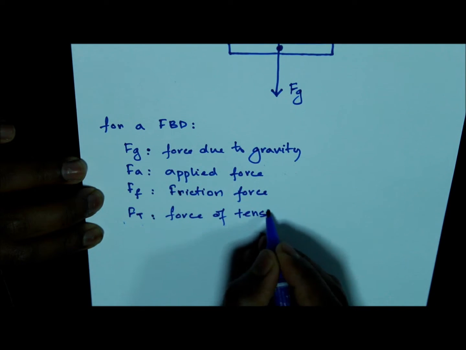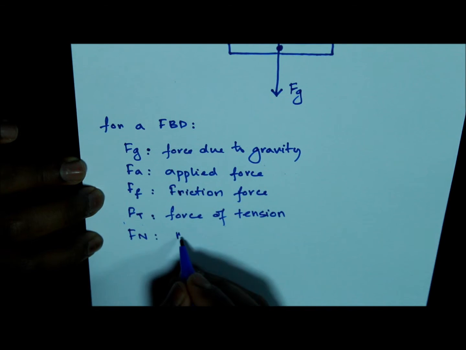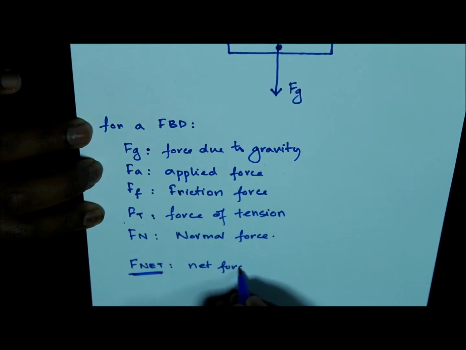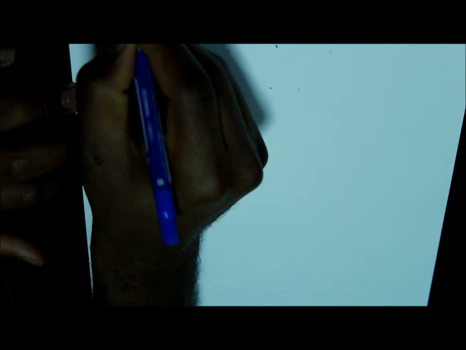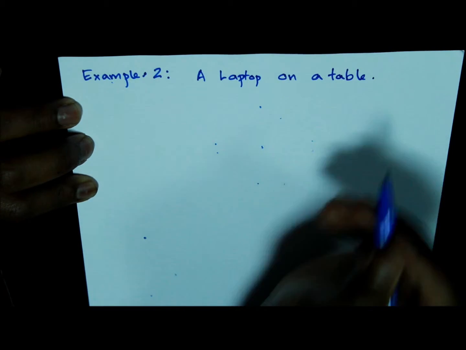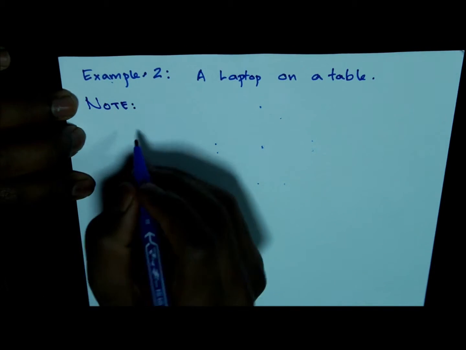So for FBD, these are the abbreviations that we use, where Fg is the force due to gravity, Fa is the applied force, Ff is the friction force, Ft is the force of tension, Fn is the normal force, and Fnet, which we don't draw, is the net force.